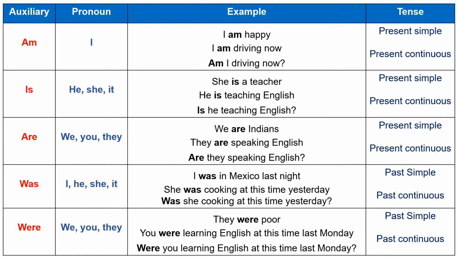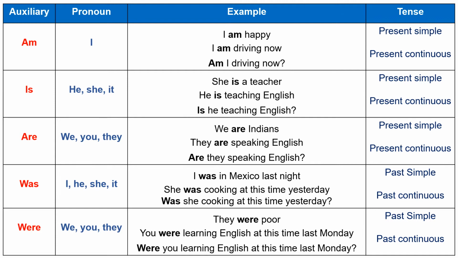In this sentence, there are two verbs. First verb is am, and second verb is driving. In this sentence, am has been used as an auxiliary verb, and this sentence is in present continuous tense. Next example: am I driving now? This sentence is also in present continuous tense. This is a yes or no question. In this sentence also, am has been used as an auxiliary verb.